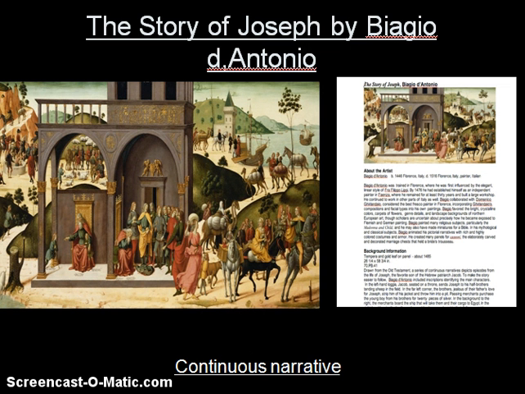Following on from this activity, students were provided with visual aids of the story of Joseph by Biagio di Antonio. This artwork was an example of continuous narrative. The purpose of this exercise was to investigate and explore an artwork in depth, using the knowledge gained. Initially, the students identified contents previously discussed. The students were then assigned in pairs to answer a standardized questionnaire. This was to encourage analysis of the artwork.